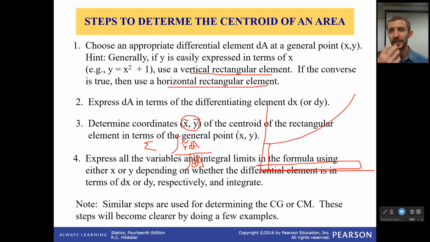Okay, now this is one of those things that, like so many times, you have to see it done before it really makes sense. So next time we're going to go over some examples to work through this together and help you figure out how to do this.